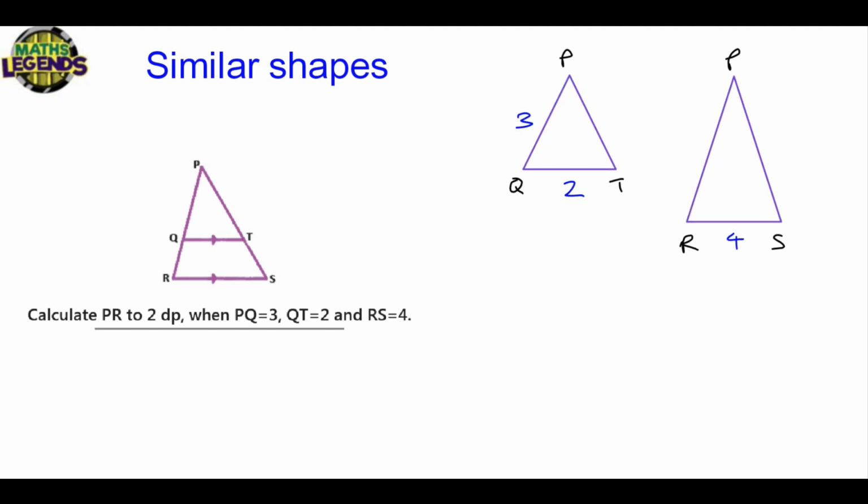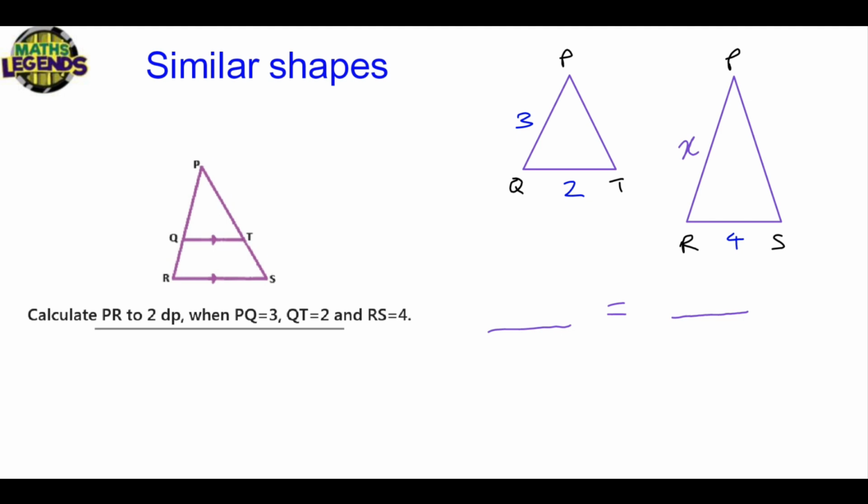So what we do here is we do a ratio of opposite sides. So we put an equal sign in the middle with a line over the top, and we put an X for the unknown. So PR was the unknown, so let's just put an X there. And then we put the corresponding sides on top of each other in this ratio. So for example, this one corresponds to this one.